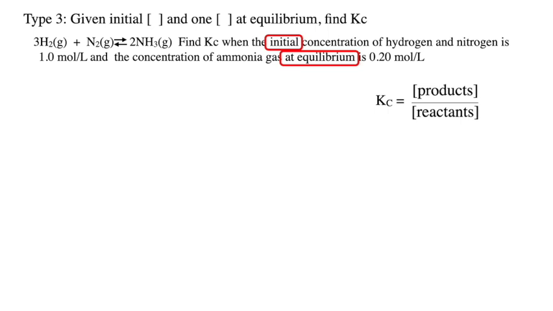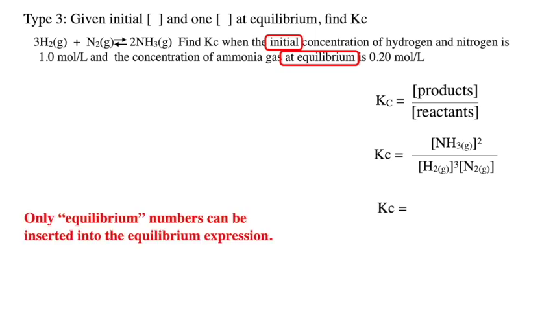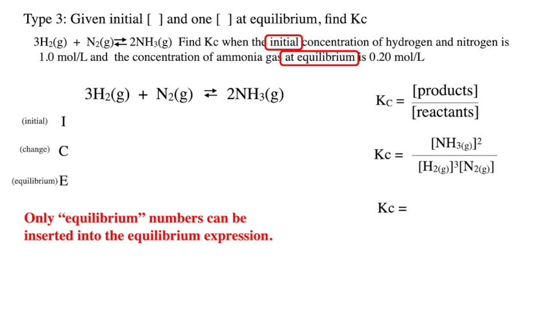So Kc equals products over reactants. Kc equals NH3 squared over N2 times H2 cubed. Now, Kc is an equilibrium constant. The expression is an equilibrium expression. That means you need equilibrium numbers to go into the expression. So when I have initial numbers given to me, I need this thing called an ICE table. Initial, change, equilibrium. Okay, here's the numbers I know right now.